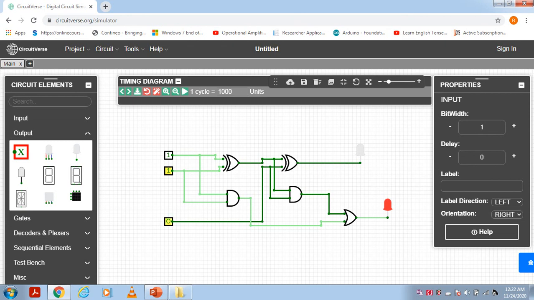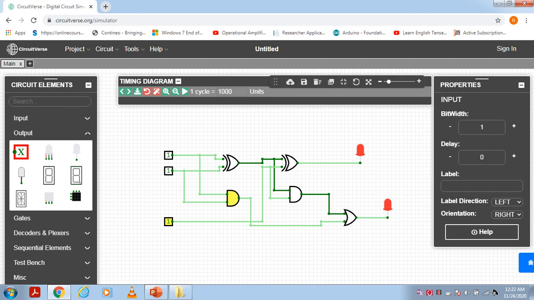The last input combination is 1 1 1. For this, sum is 1 and carry is 1. That's it, we have verified the truth table for the full adder circuit. Next one is verification of the full subtractor circuit.